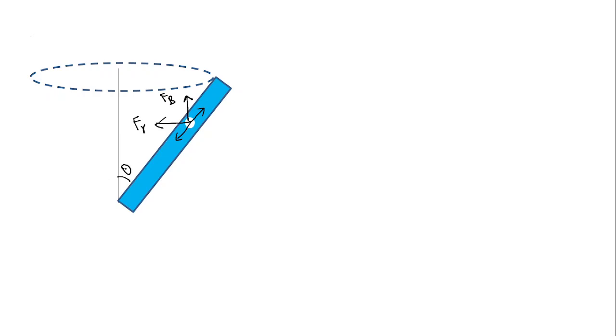If this angle is theta, we can clearly say that this angle is also theta. And for equilibrium, what do we need? We need Fb cos theta to be equal to Fr sin theta. This should be satisfied. Now, here comes a very important turning point in this question.